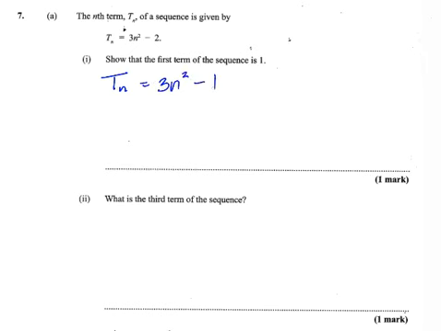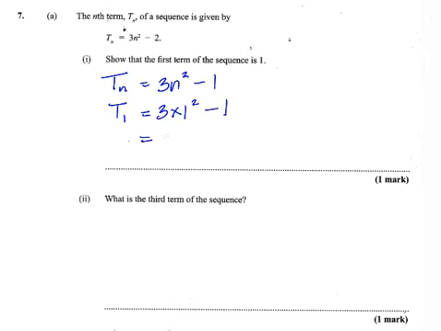Alright, so n is the term number. So when n is 1, we have the first term. So wherever we say n, we're going to take out n and put 1. So this is 3 times 1 squared minus 1. 1 squared is 1, and 3 times 1 is 3. So this is 3.